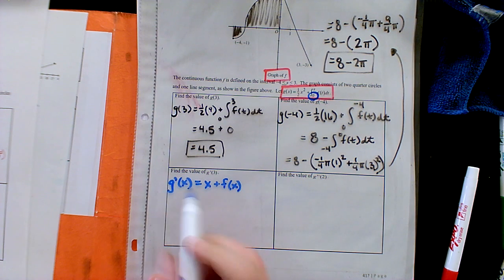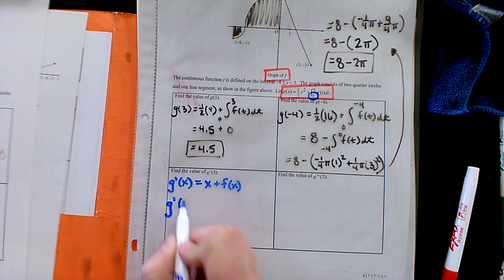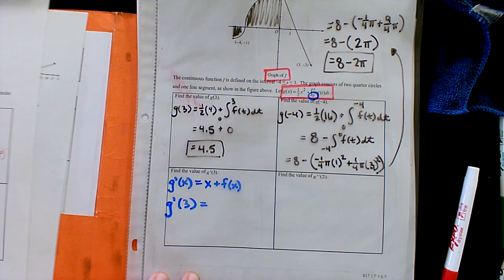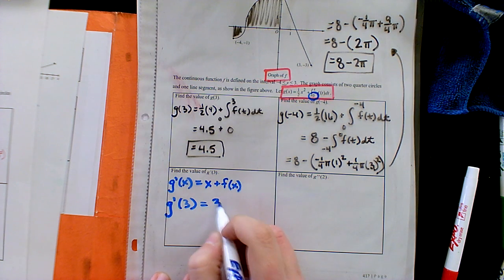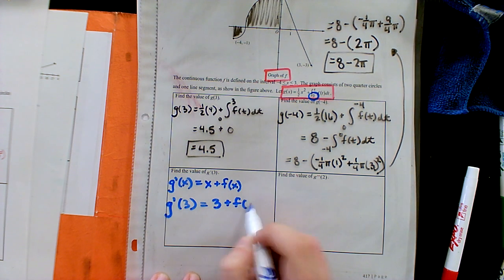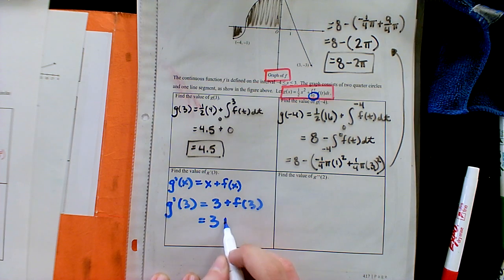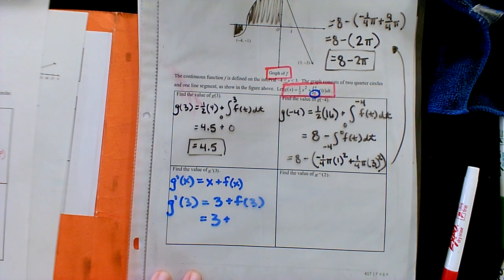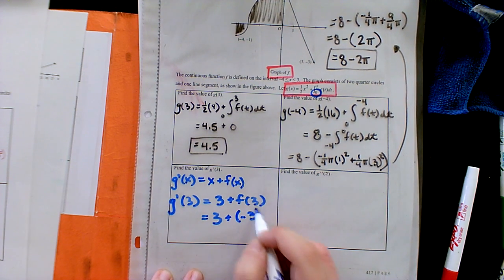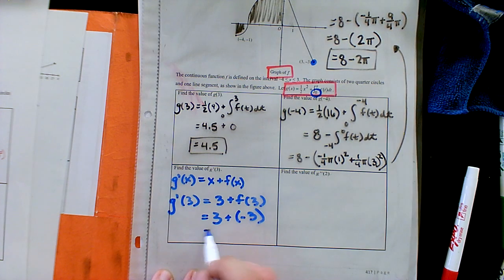So here's my equation for the first derivative of g. Let's go ahead and plug in 3 for all the x's. So I need 3 plus f of 3. What's f of 3? -3. Good, right there. So I get 0.